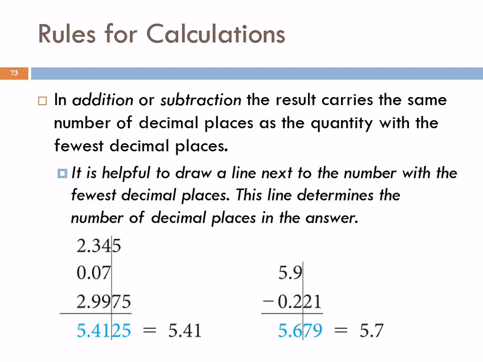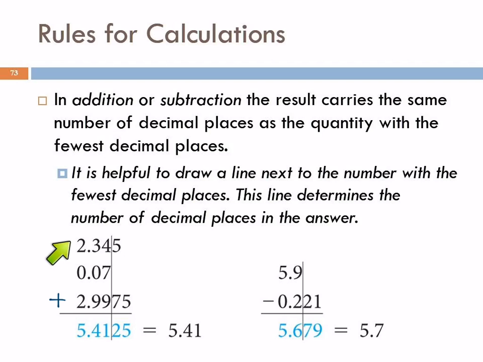Adding and subtracting is a little bit different. Here, the result has the same number of decimal places as the quantity with the fewest decimal places. So multiplying and dividing, it's fewest sig figs. Adding and subtracting, fewest decimal places. It can be helpful to draw a line. Stack the numbers up, at least until you get the hang of it. Stack them up like you were going to do addition without your calculator.